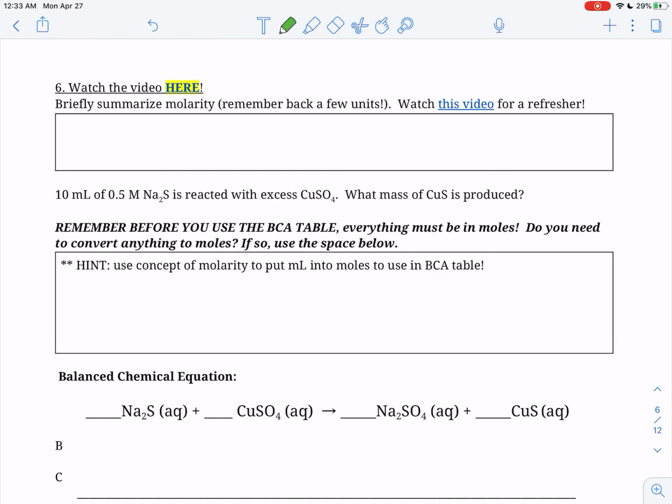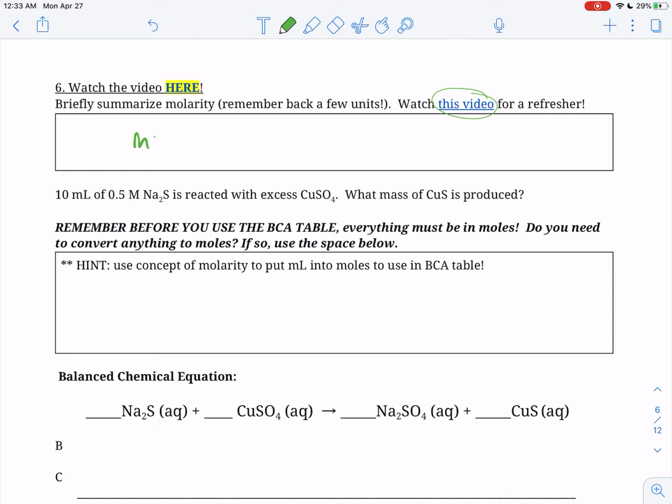Okay, all right, number 6, last one. Before we start this one, this is going to be another way we can use the BCA table. I want you to watch this video as a refresher about molarity. It's kind of a cool little video. I hope it comes through. I found it on Twitter.